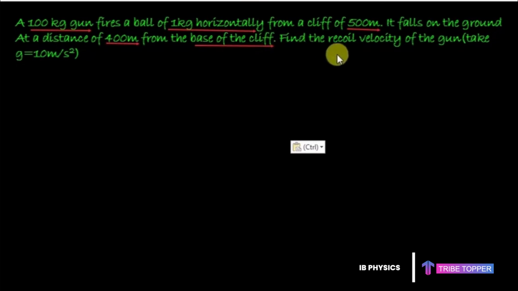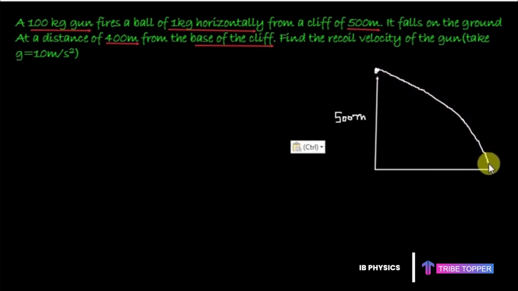First of all, let's draw the diagram for this. We have a 500 meters high cliff, and the ball is fired from the gun and falls somewhere here, which is a distance of 400 meters from the base of the cliff. Now when we fire this, the initial velocity, u, is given only along the horizontal.